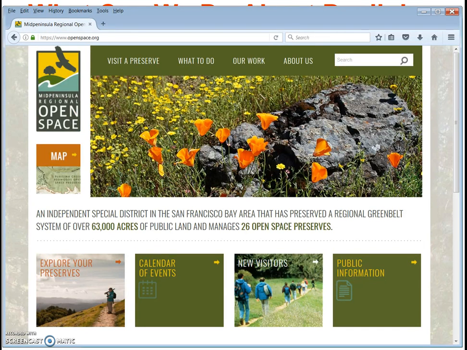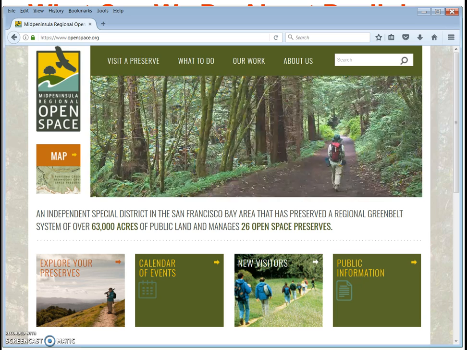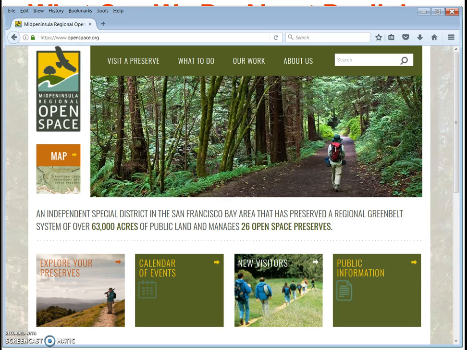Locally, our local Mid-Peninsula Regional Open Space District is a good place to start your exploration. Check it out.